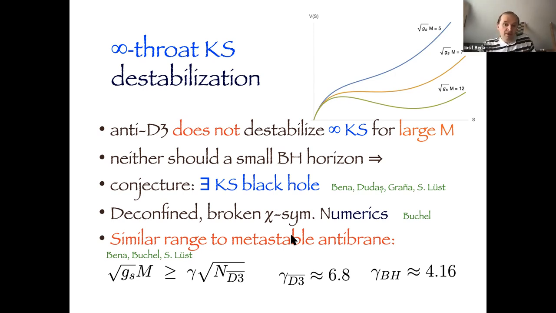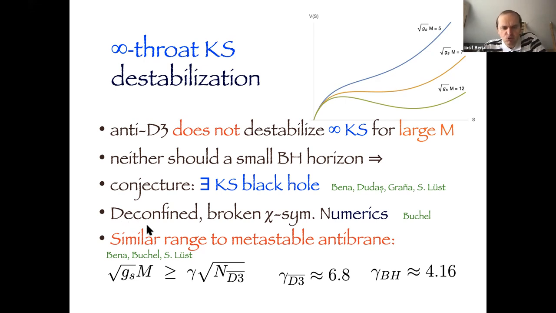And this black hole, basically, we predicted it. And then Alex Buschel was working on numerics, and he was actually able to find this black hole, to construct the black hole numerically. And basically, this black hole exists, confirming our theoretical prediction. So we got experimental confirmation that what we're doing is correct.